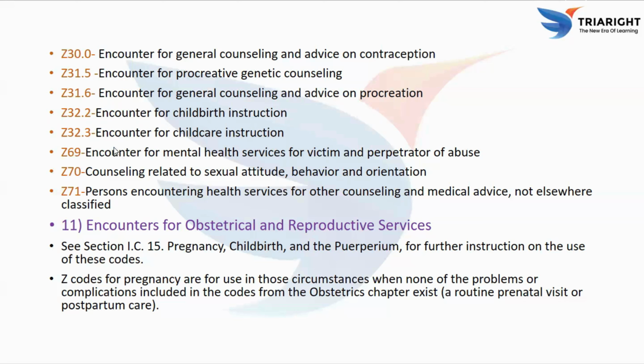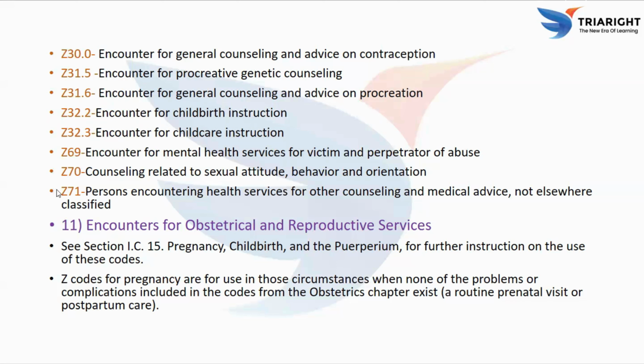Next is Z69, encounter for mental health services for victim and perpetrator of abuse. This is used when counseling is provided for domestic abuse, sexual abuse and emotional abuse. This applies to both victims and perpetrators. Here the perpetrator is the person who causes the abuse. And next is Z70, counseling related to sexual attitude, behavior and orientation. This is used for counseling related to sexual behavior, sexual concerns and sexual orientation discussions. This is used only when the counseling is the reason for the visit.